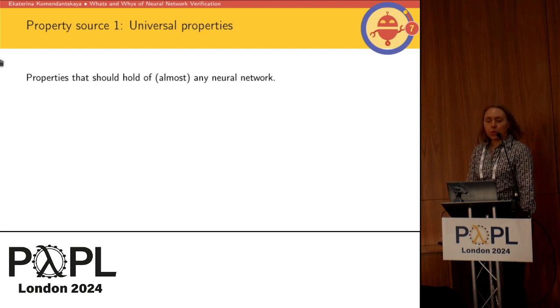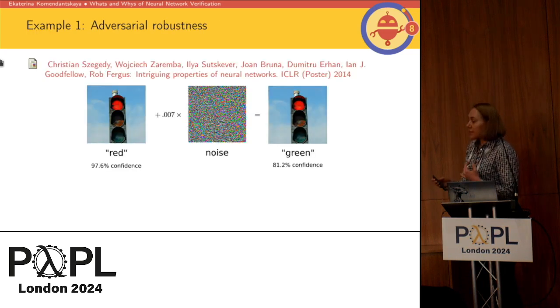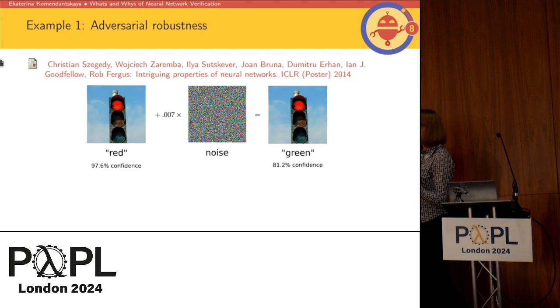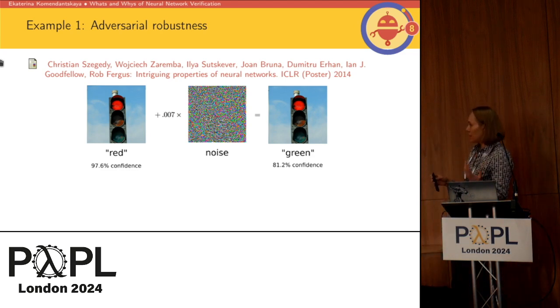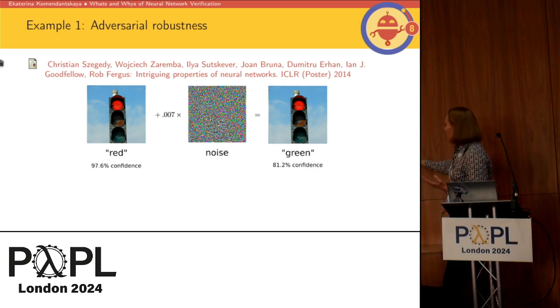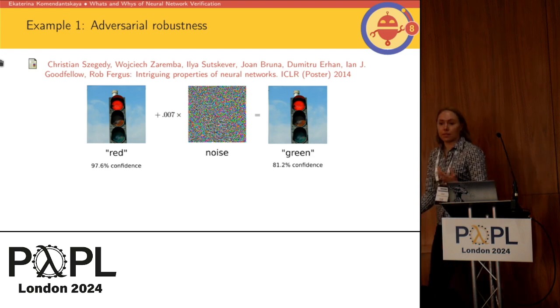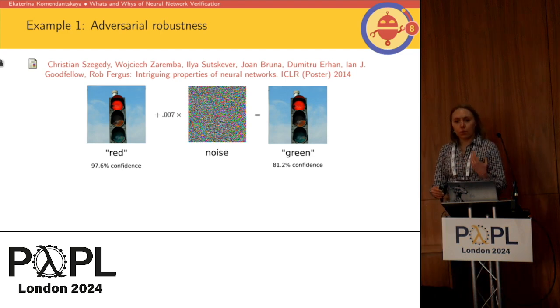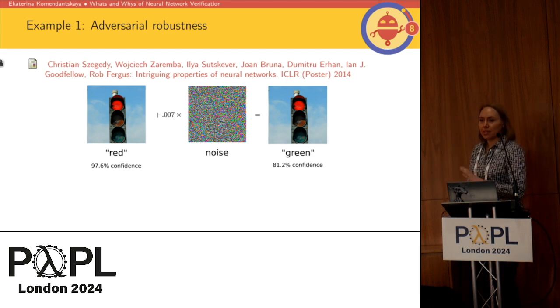So what kind of properties are there? First of all, there are universal properties, that is, properties that you want to hold for any network. An example of this property was actually suggested by the machine learning community way back in 2014, when they said, we really hate it when you have an image, say on the left, with 97.6% confidence that it's a red light. You add a little bit of perturbation, get an image that to a human looks exactly the same. Suddenly, the neural network has 81% confidence that it's green. So the problem was flagged by the machine learning community that this is something we definitely don't want to happen. And if you do verify something, please verify that this doesn't happen.